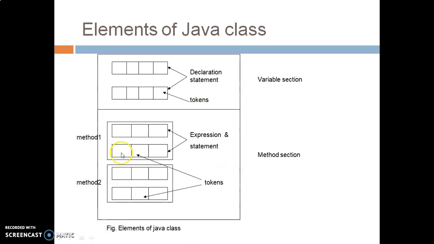You can see here in this diagram, you can use tokens in the variable section, you can use tokens in the method section. So wherever you are writing a Java program, there we are using tokens plus white spaces plus one thing that is suggestive, that is the comment section. Every smallest part of a program is a token.